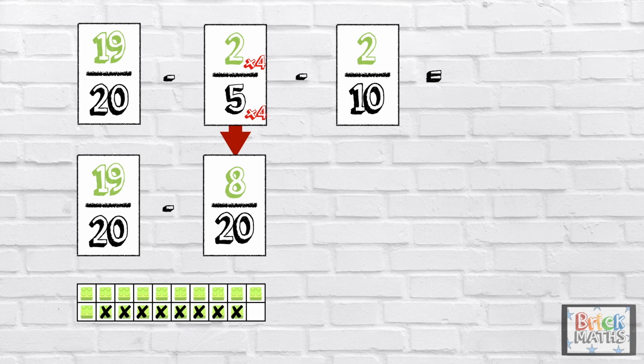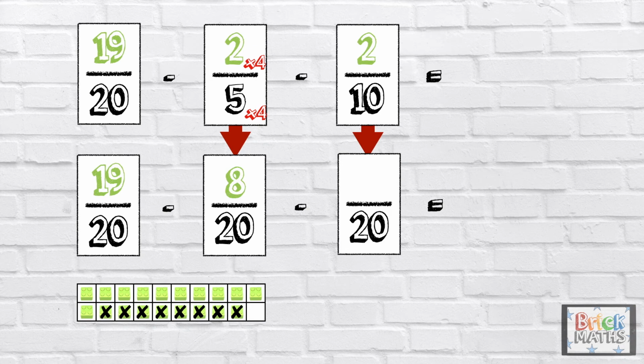So now we need to find an equivalent fraction for 2/10 with its denominator as 20. We multiply 10 by 2 to get 20. Now we need to multiply the numerator by 2, which is 4, so the equivalent fraction is 4/20. Now that all the denominators are the same, we can subtract the fractions.